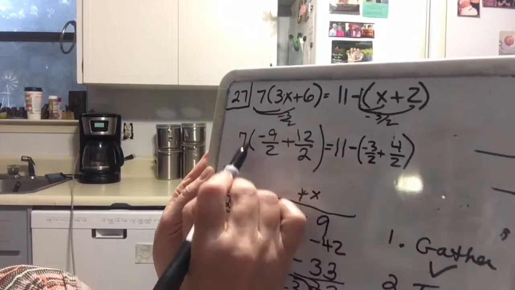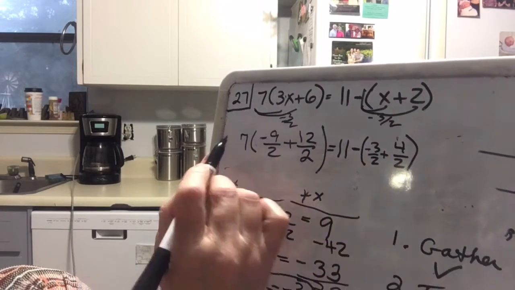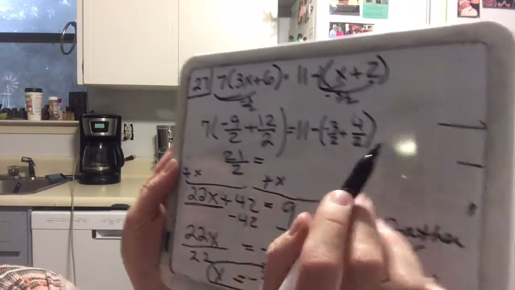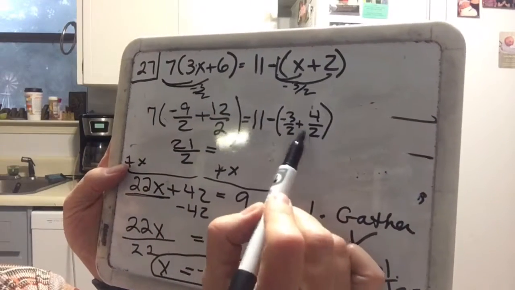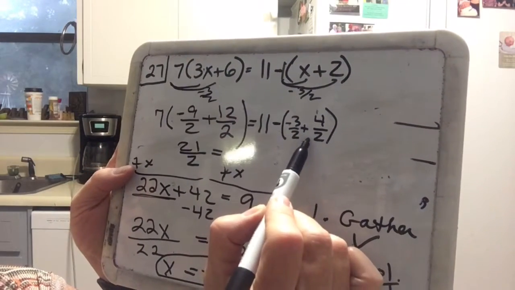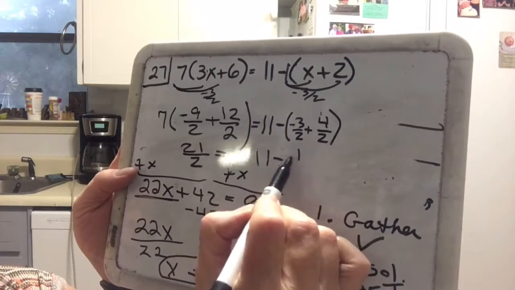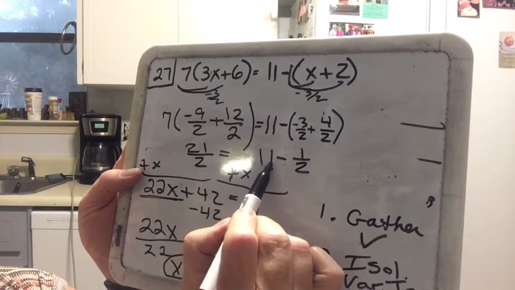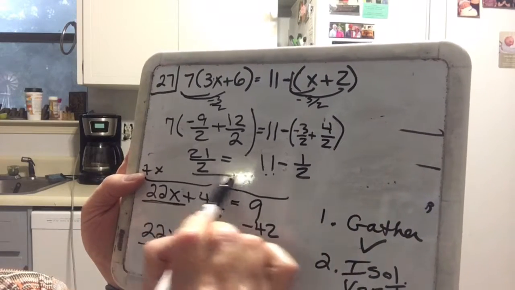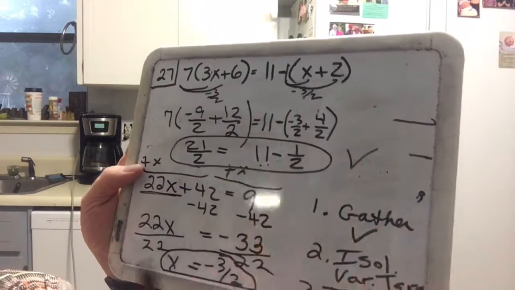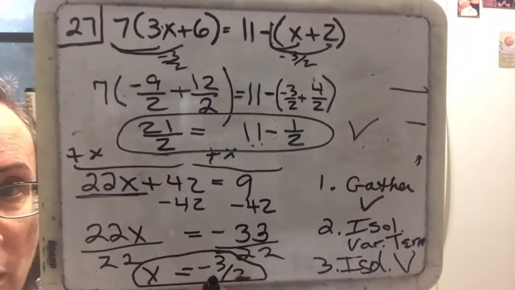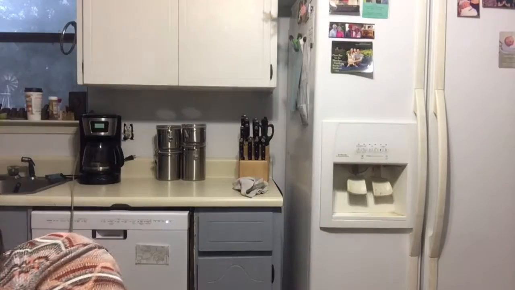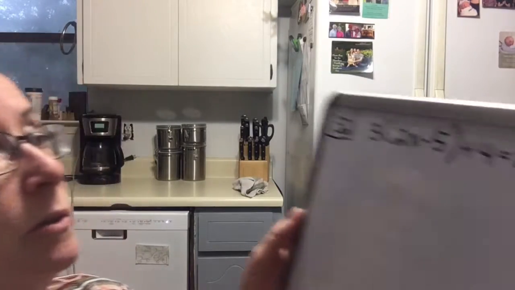When I finish my problem, I'm going to be able to put these together and get 3/2 times 7, which is going to be 21/2 on the left. And on the right, I'm going to put these 2 together and get 1/2. So I end up with 11 minus 1/2, but 11 would be 22/2. So 22/2 minus 1/2 is 21/2, and it works. Check. So there's the check portion of the problem, and that is the end of 27. And moving on to 32.